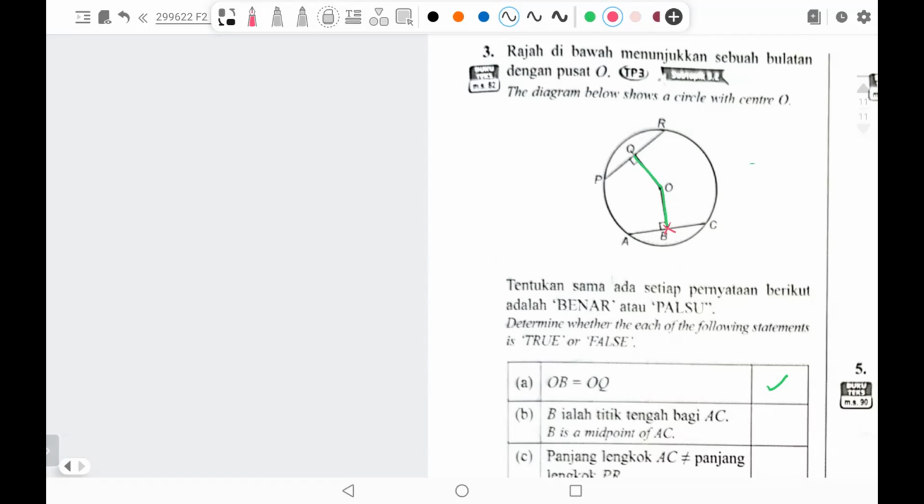Yes, Joe? Okay, true, yes, it's the midpoint. So whenever you see the chord perpendicular to the center of the circle, it will always form two properties. Ada dua ciri-ciri. One is 90 degrees, and the second, it will split the length of the chord into half, same length. So this one is true.